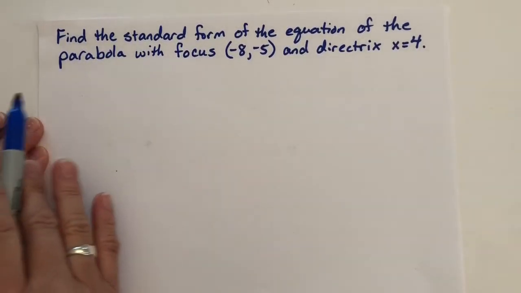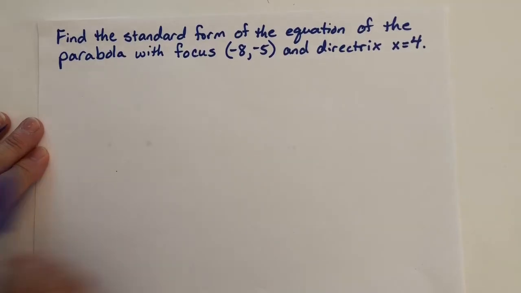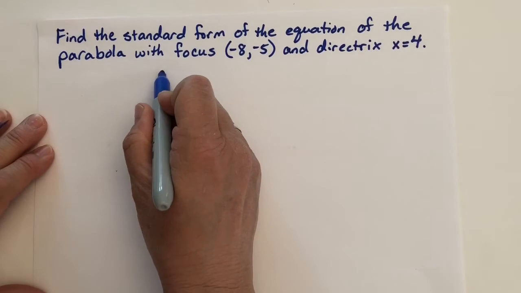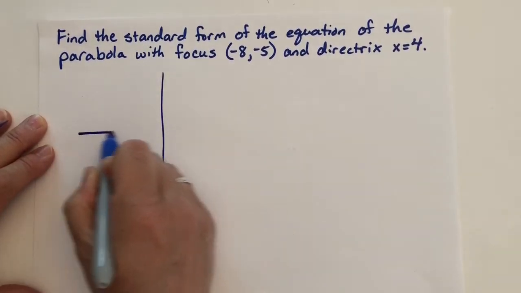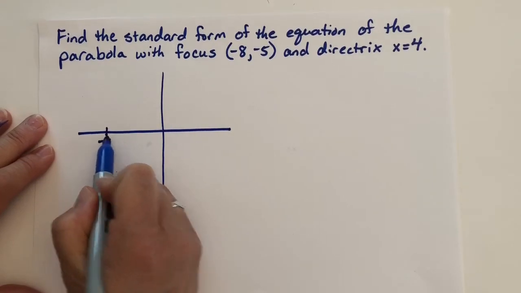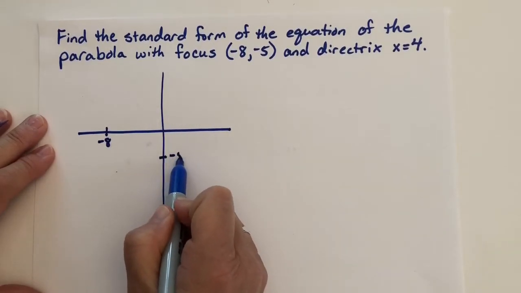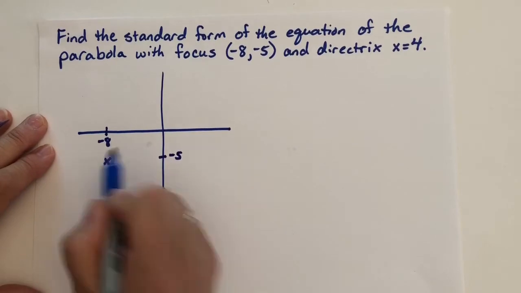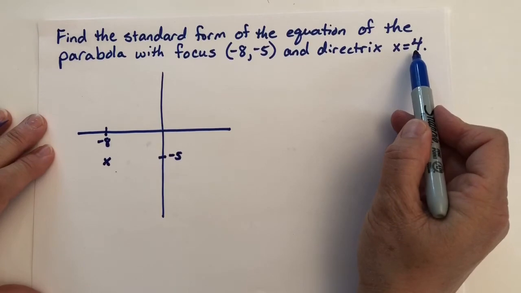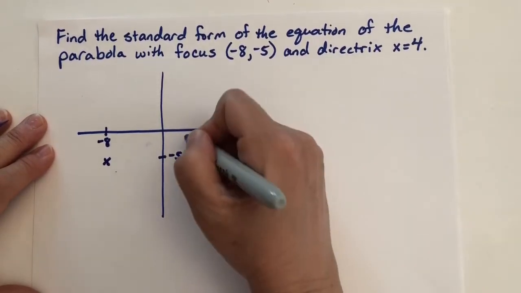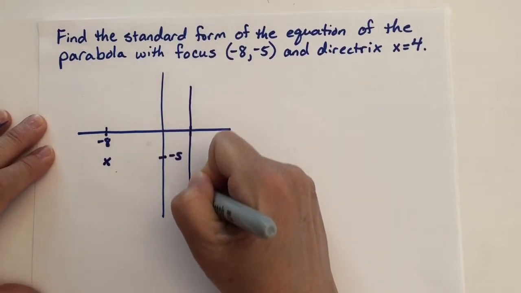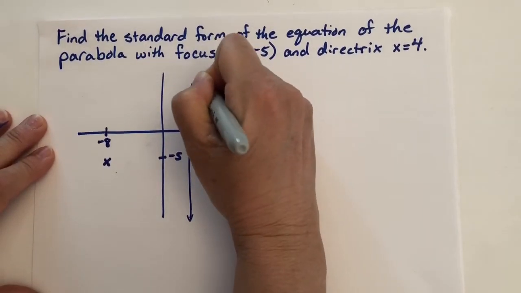We were looking for the equation of the parabola. Its focus is at -8, -5. So let's put that on our picture. -8, I'll put it right here, -8, -5. So here's my focus. The directrix is x equals 4. Remember, that's a vertical line that goes right through 4 right here. Here's the equation x equals 4.